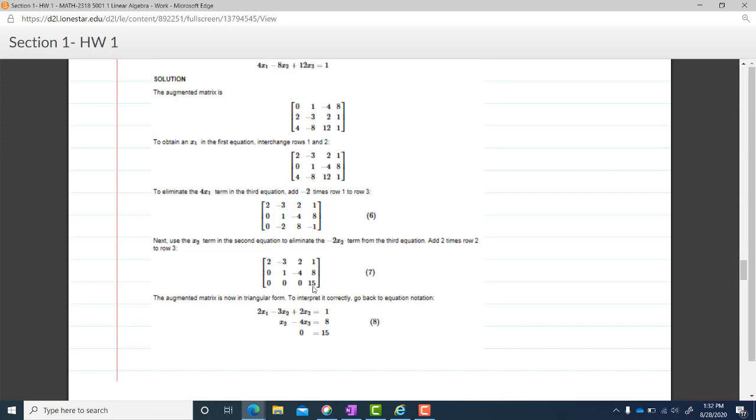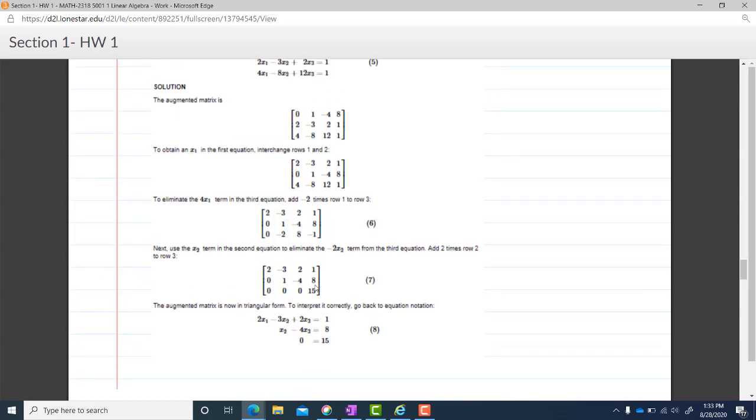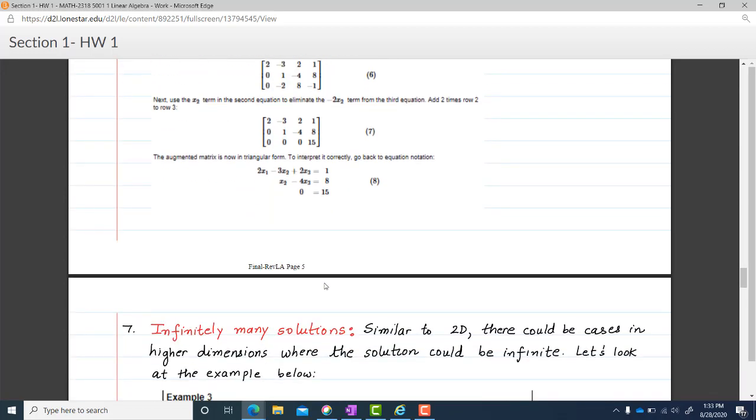Now this is in the case of an augmented matrix. Once you're reducing your augmented matrix, if the last row looks like this, it means there is no solution because 0 cannot equal 15. Okay, 0 plus 0 plus 0 cannot equal 15. You can read about the operations which are done here; you will be getting no solution.